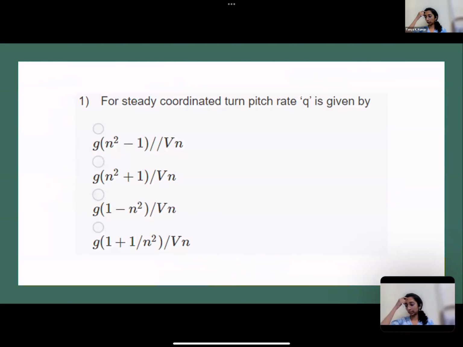Yes. For steady coordinated turn, pitch rate Q is given by. It was there in the previous slide. Just try to recall. So just see here, pitch rate. Q is the pitch rate. Steady coordinated turn is one of the maneuvers, the one with the angle like W cos phi equal to L. That is steady coordinated turn. What was the pitch rate? I think it was given in slightly different terms, but if you simplify it, you should get one of the options here. What was the pitch rate for steady coordinated turn?